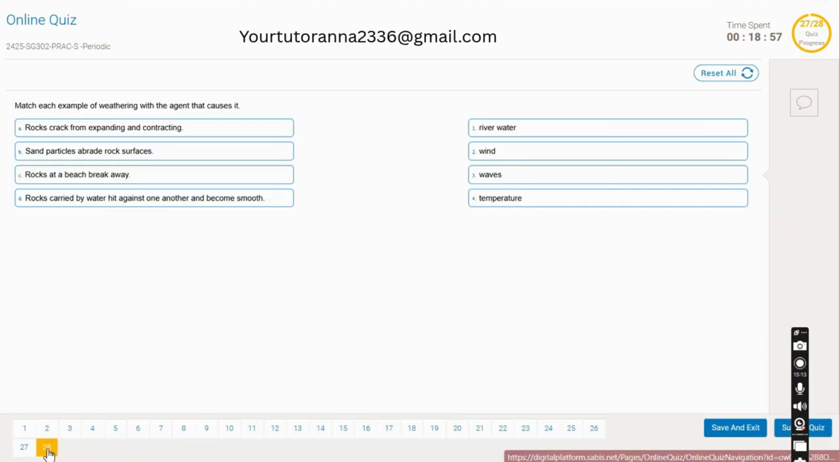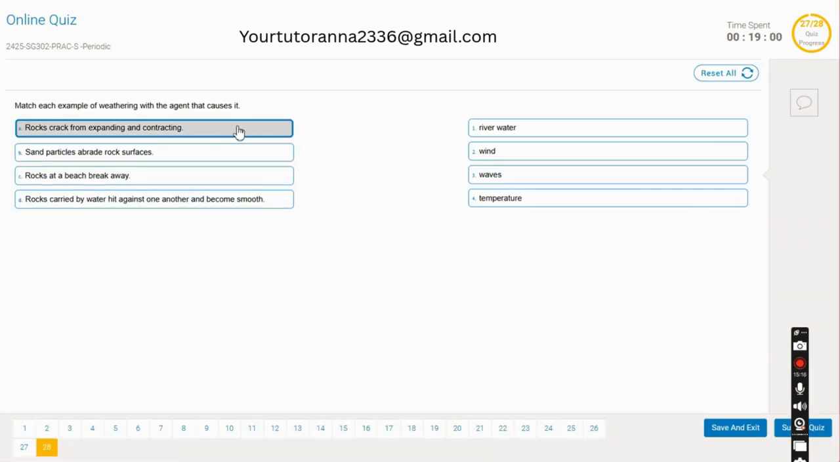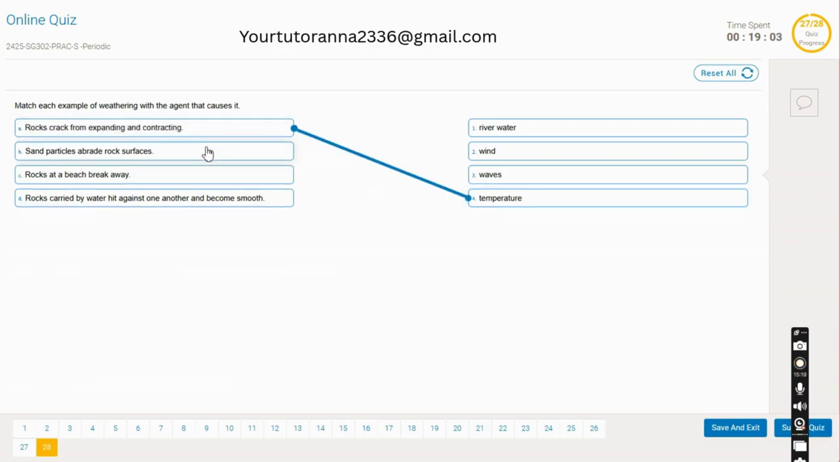The last question of this one. Rocks crack from expanding and contracting. What is that? Temperature. Sand particles abrade rock surfaces. That's what? Wind, right? Because how are the sand particles hitting the rocks? By being pushed or pulled towards the rock with the wind. Rocks at the beach break away. So what is that? Waves. And rocks carried by water hit against one another and become smoother. That is river water.